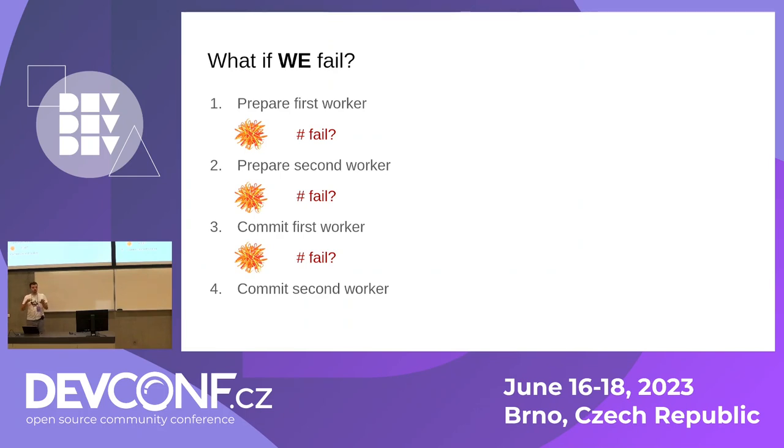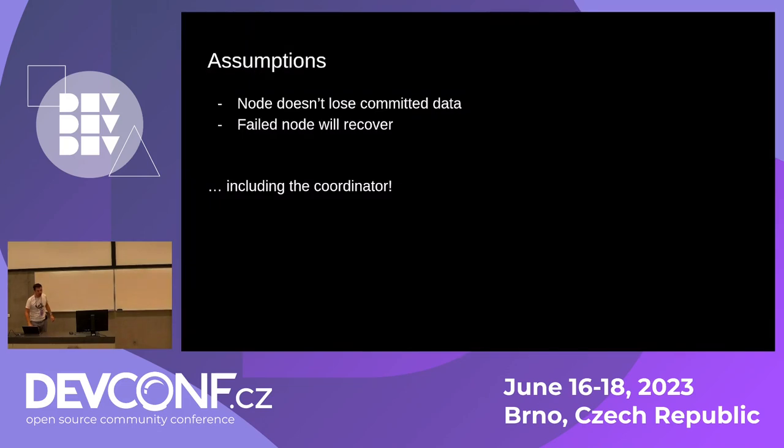Well, we, who manage the other servers, have to be a database as well. We have to remember what we did. And in each of these steps, we have to be able to recover and continue. So we will extend the assumption that the nodes don't lose committed data and don't fail forever, including the coordinator node, including us. Even though we are not storing any data for the piggy bank, we need to store some data regarding the distributed transactions.